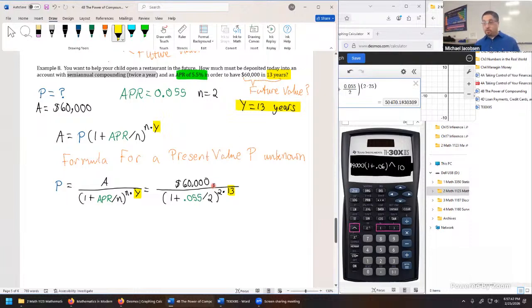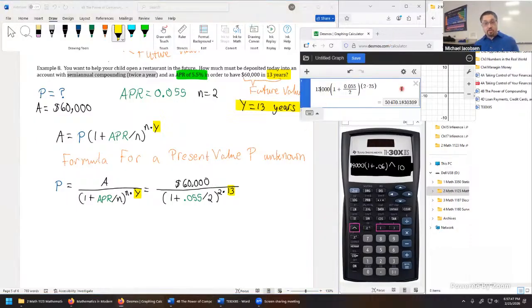Okay, now we've got to put that into a calculator. First, I'll show how it goes on Desmos. Try it out on your own. Then we'll write it down on paper what the calculator input is going to look like. So take 60,000. We have a complicated looking denominator, so divide by 1 plus 0.055 divided by 2 to the power of 2 times 13, or just a 26. Means you wouldn't have to put in those parentheses, slightly nicer to put in.